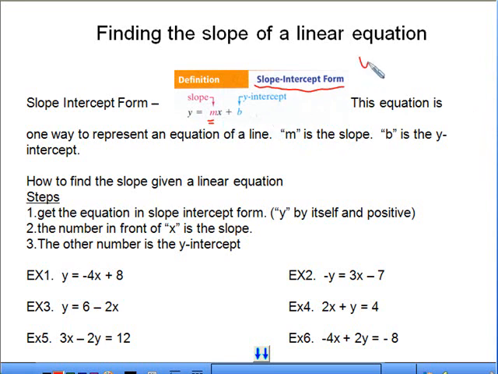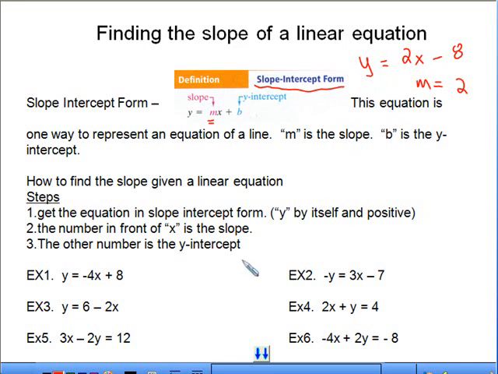For example, if you have y is equal to 2x minus 8, the slope in this case, m, would equal 2, because it's the number in front of x. But you have to make sure that y is by itself and positive. So the key to finding the slope when you have an equation is to get y by itself and positive, put it in slope-intercept form, and the number in front of x is the slope.